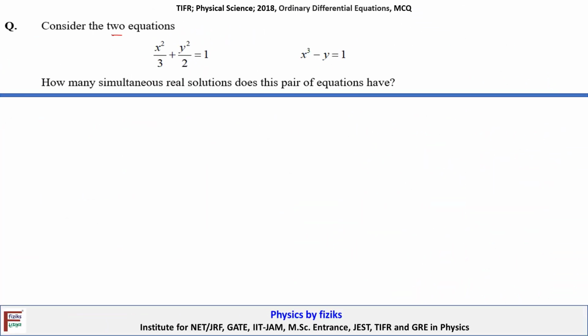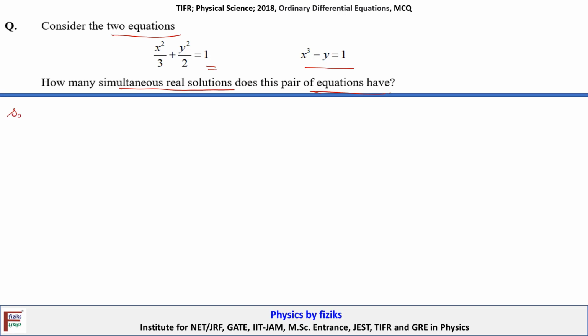Consider the two equations. The first one is x squared by 3 plus y squared by 2 is equal to 1. Of course, this equation is the equation of an ellipse. And the second one is x cubed minus y is equal to 1. Then how many simultaneous real solutions does this pair of equations have?